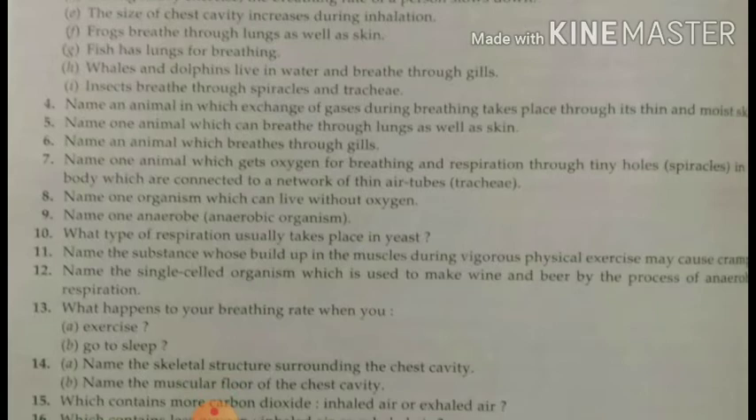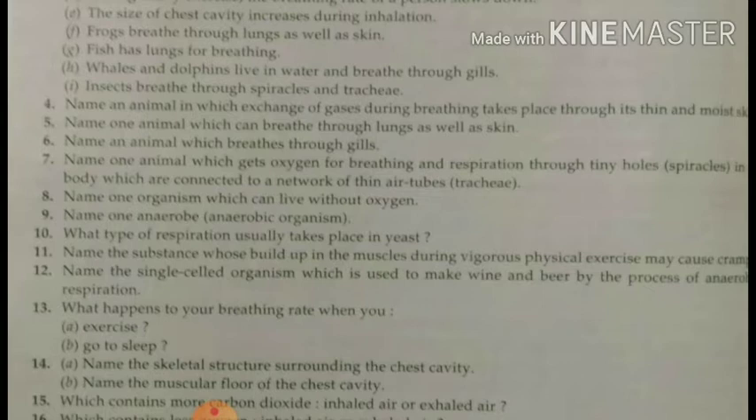Now question number 4, name an animal in which exchange of gases during breathing takes place through its thin and moist skin. Answer is earthworm. Then question number 5, name one animal which can breathe through lungs as well as skin. Answer is frog, because frog is an amphibian. So it can breathe through lungs on land as well as moist skin in water. Then question number 6. Name an animal which breathes through gills. Answer is fish.